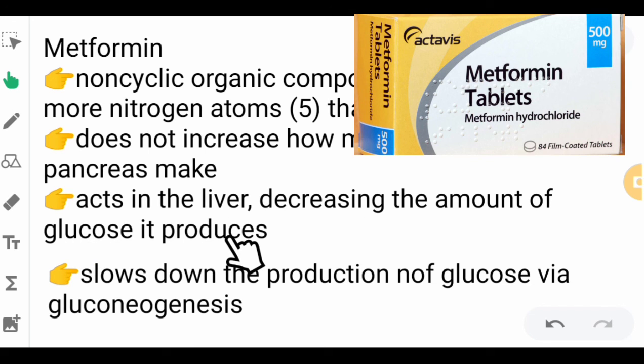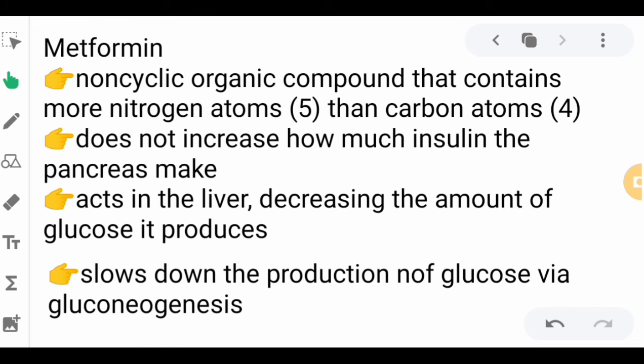Why in the liver? Because an average person with type 2 diabetes has a gluconeogenesis rate that is 3 times the normal rate. So metformin slows down the production of glucose via gluconeogenesis. So that is all for diabetes mellitus.